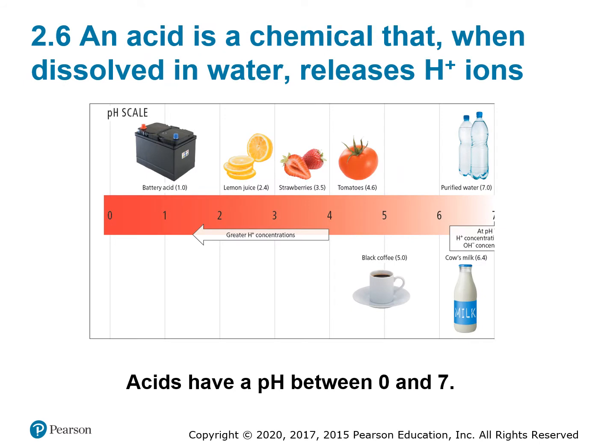So an acid is a chemical that, when dissolved in water, releases lots of hydrogen ions. And so when we have very acidic conditions, there's lots of hydrogen ions. So we can think of lemons or even strawberries or tomatoes as having low pH and being acidic.